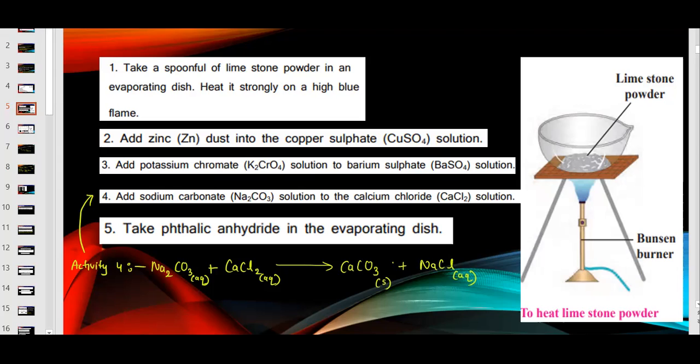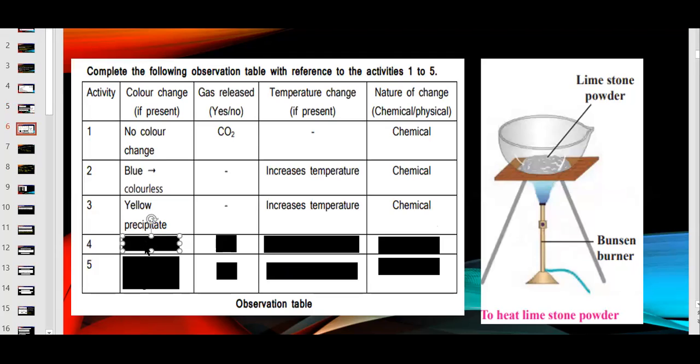If you want to balance the reaction, then there will be number 2 here. Okay, क्योंकि यहाँ पे Na2 है तो सोडियम इस तरफ भी 2 ही होना चाहिए. We will discuss how to balance the equation later on. Okay, so this is going to happen. Let us go to the table. Color change, it is going to become a white color. There is no gas released. Temperature increases and it is a chemical change.